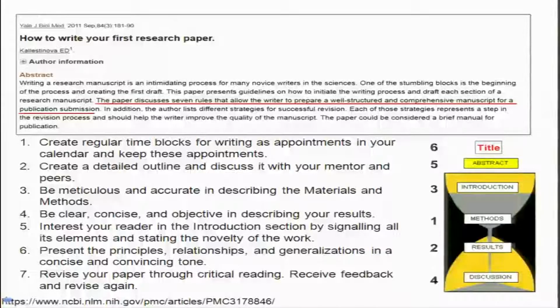Let's see how this seven-rule suggestion helps with our earlier discussion on how to write a manuscript. You remember I said that you start with methods, go to results, then go to introduction, and then discussion, abstract, followed by title. You can see that whole thing happening here. Rule 3: be meticulous and accurate in describing material. You start with that. Be clear, concise, objective describing the result, that is results. Then you write the introduction, and then discussion, then abstract and title. Now you understand how you really build your research article. Although as a reader, you start with title, then abstract, then introduction, then results and discussion. Methods, if need be, I go into that. But when you write an article, you more often start with methods or with results, and then go to introduction, discussion, abstract, and title, right?